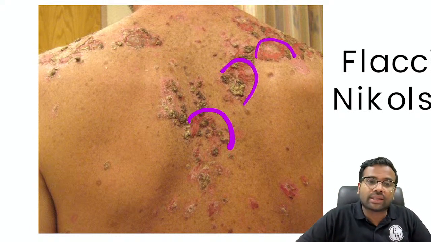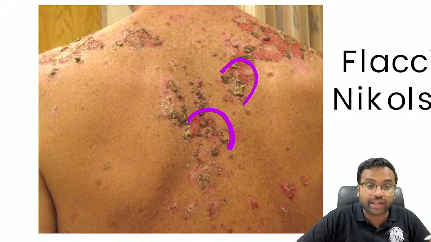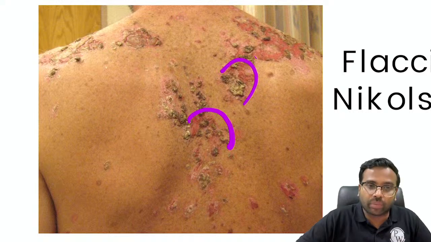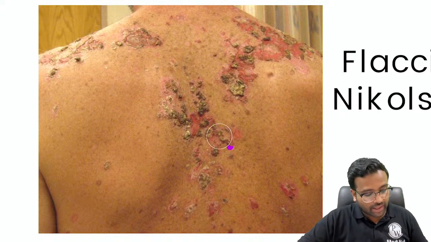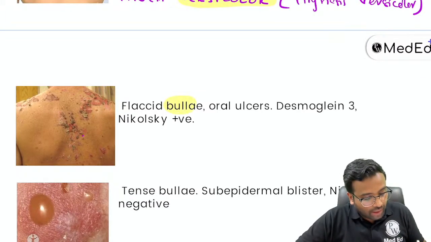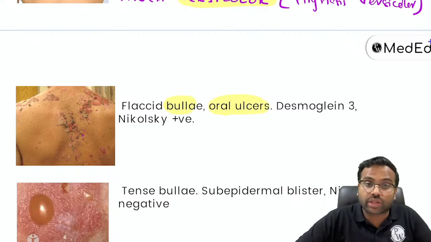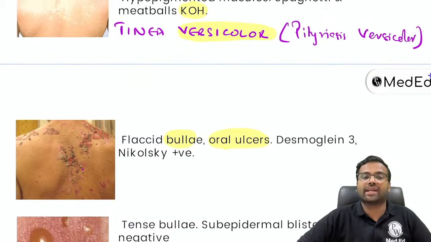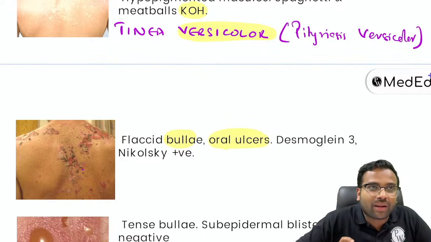Once there is an opening up of the bulla, what we can find here are erosions. You can see some crusting as well. There are some erosions here. But the important clue is that this patient had bulla over the trunk. The patient had bulla and the patient is having oral mucosal erosions as well. What is the answer here? Pemphigus vulgaris.